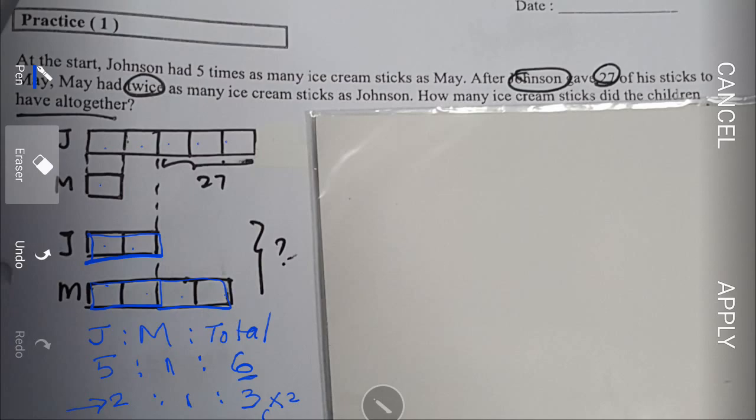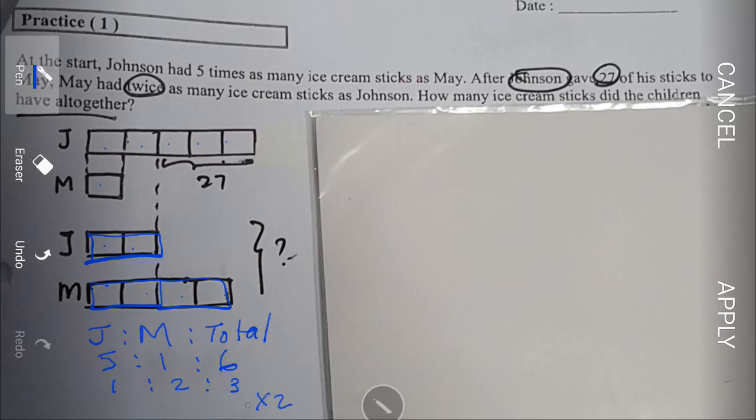Sorry, let me erase this a little. So we have 5 is to 1 is to 6, right? And then just now the new ratio was 1 is to 2 is to 3. So I need to times 2 for everything over here. So I get 6 and I get 4 and I get 2.